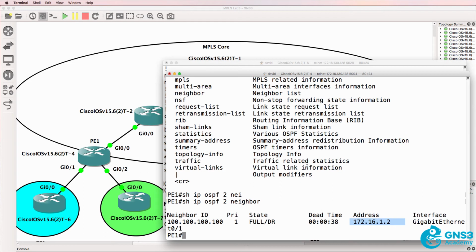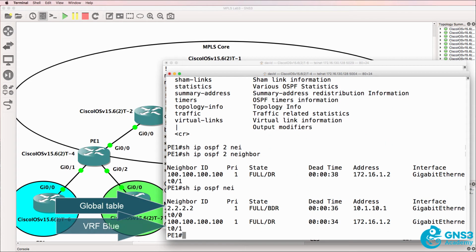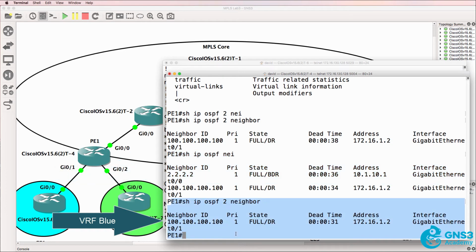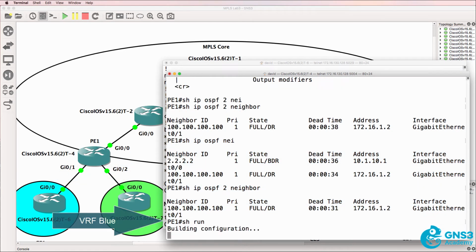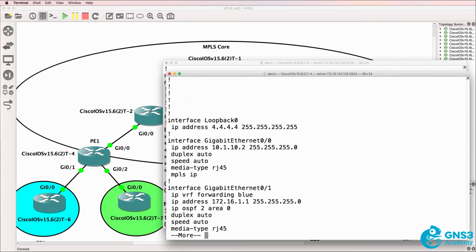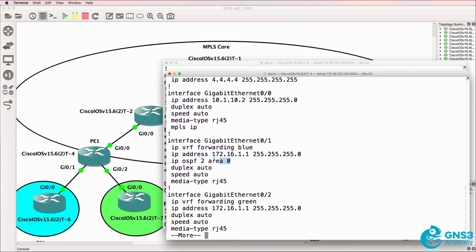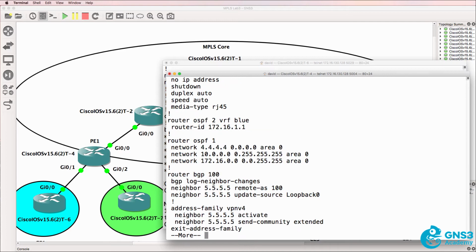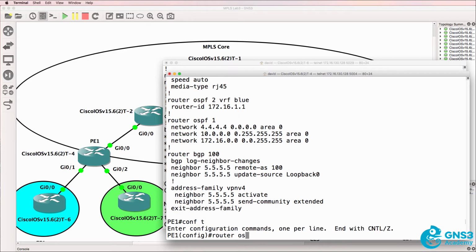PE. The PE router is running multiple versions of OSPF. So we have neighbors in the global routing table using OSPF process 1, as well as OSPF neighbors in the blue VRF. So we've configured gigabit 01 in the blue VRF. As you can see here, I now need to configure another instance of OSPF for the green VRF. So router OSPF 3, VRF green.